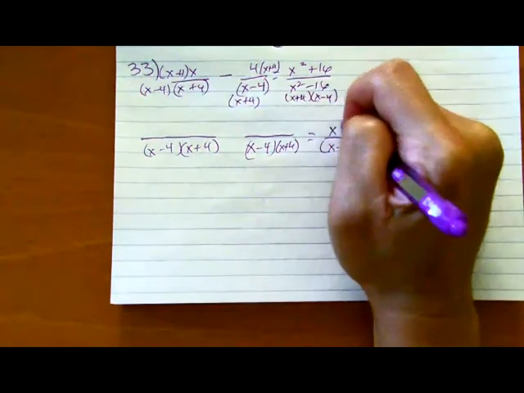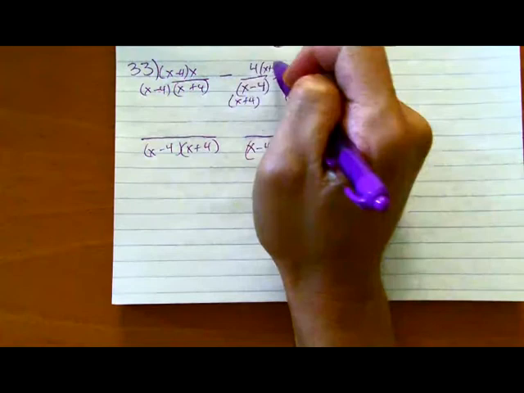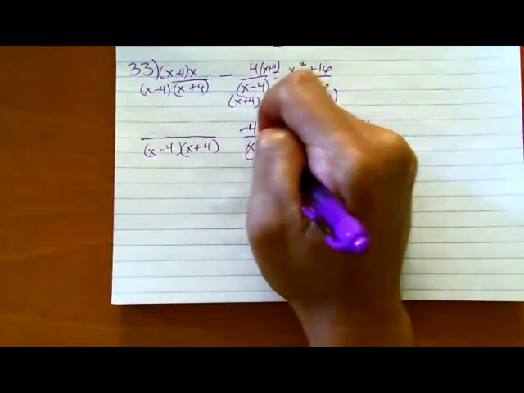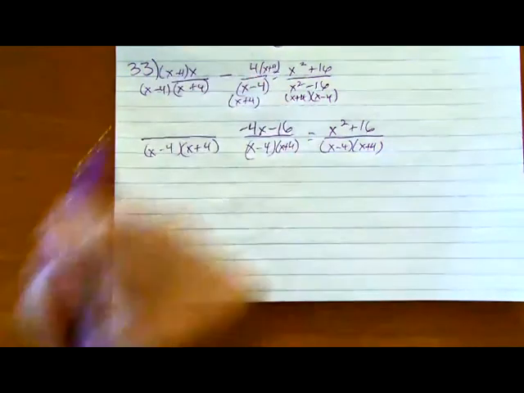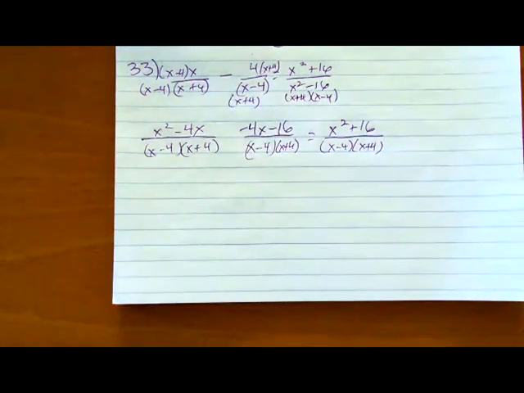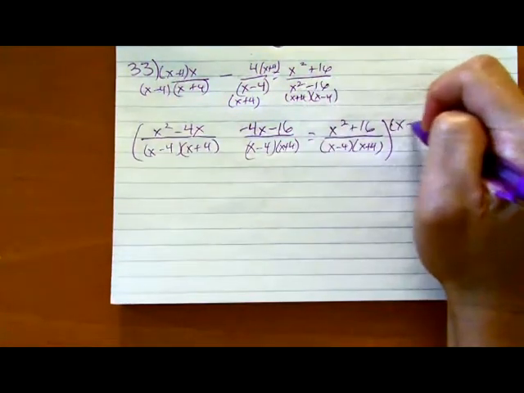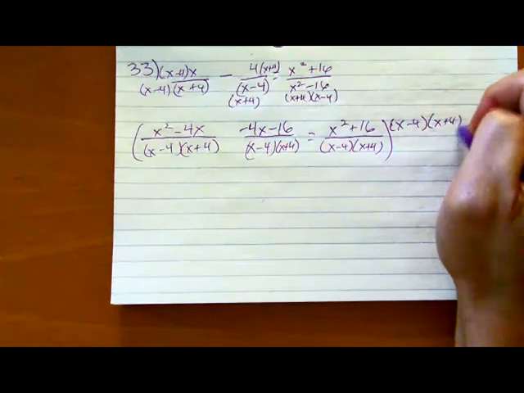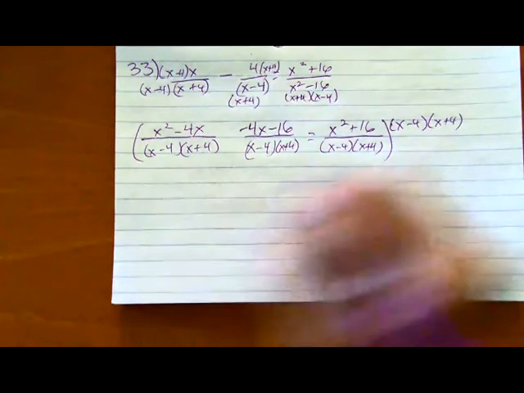This is x squared plus 16. I'm going to distribute the negative 4, so that would be negative 4x and a minus 16. I'm going to distribute the x. X squared minus 4x. If I multiply by the common denominator, x minus 4 and x plus 4, that'll eliminate all the denominators.